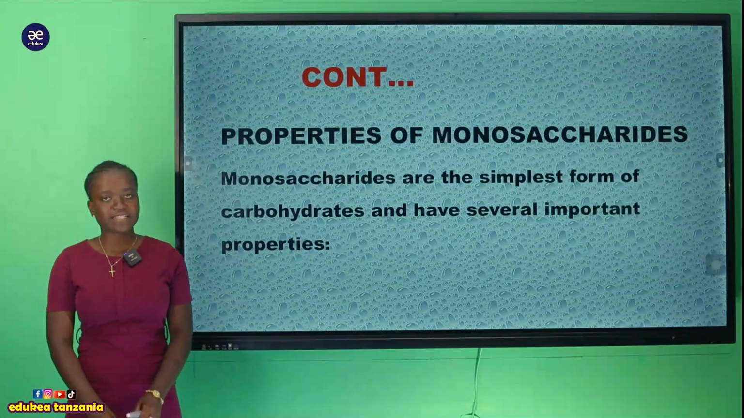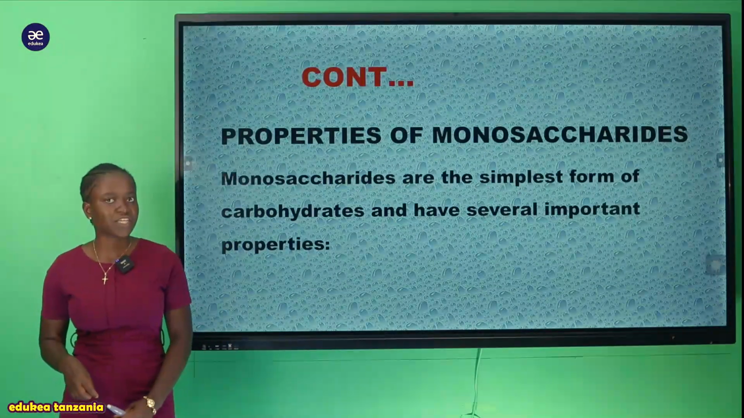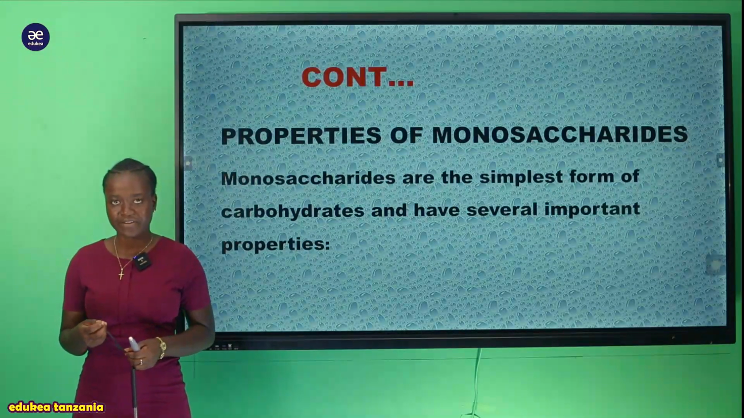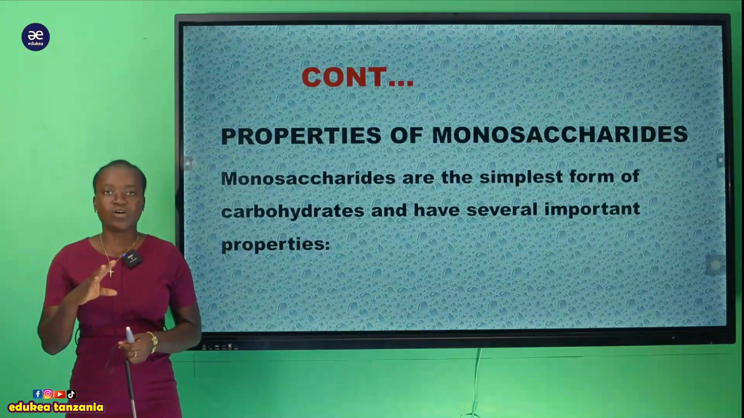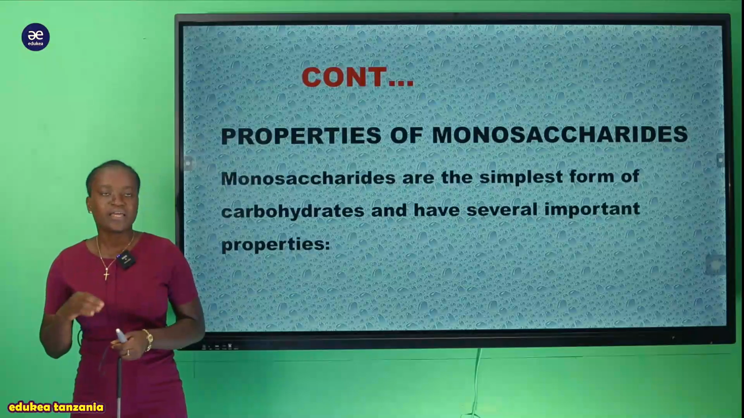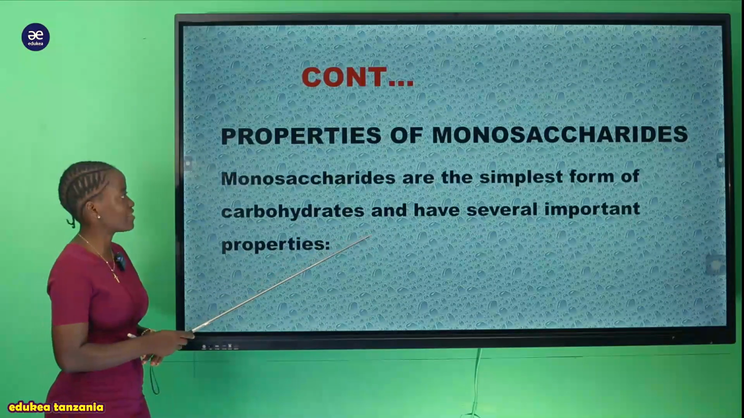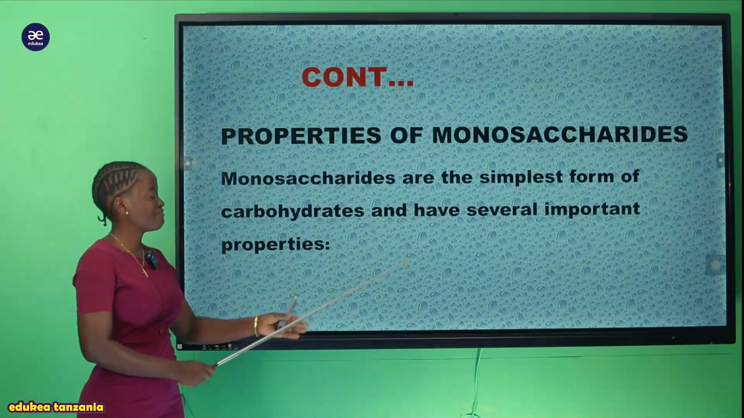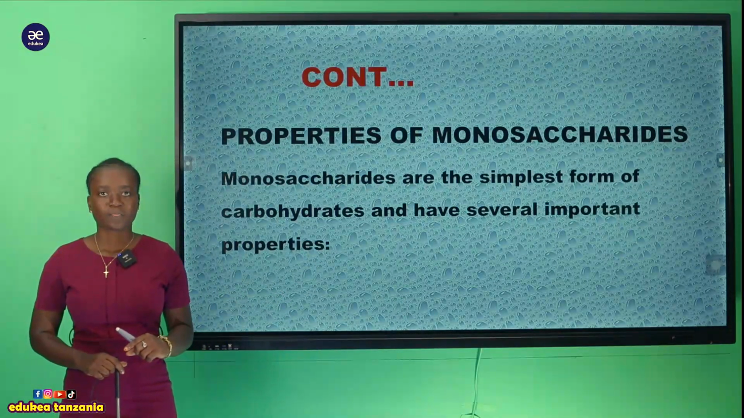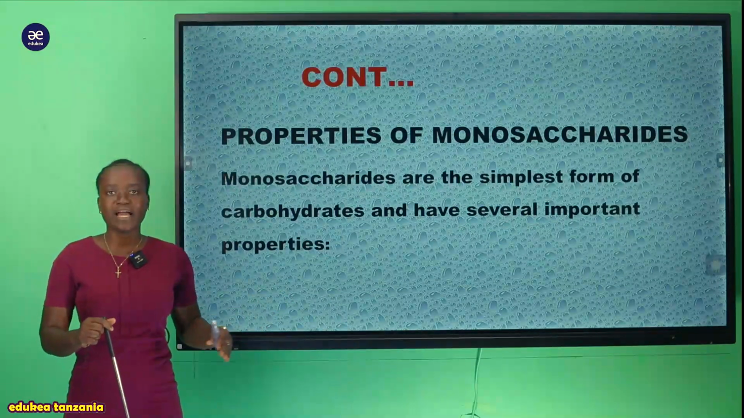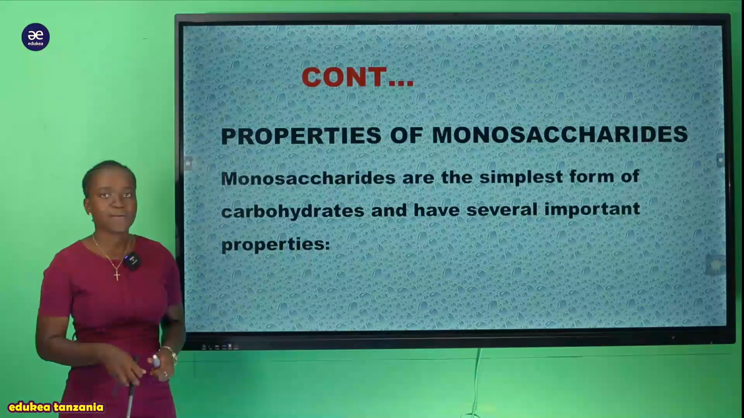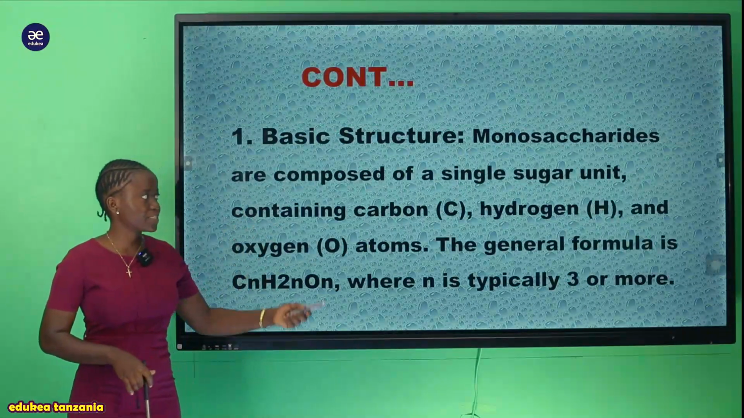Now, after we have already seen the classification of carbohydrates, let's see the properties of carbohydrates. Hii ni carbohydrate or this monosaccharide zinakuwa na properties zipi, zinakuwa na features zipi. Here we can simply say that monosaccharides are the simplest form of carbohydrate, and they have several important properties. By being the simplest form of carbohydrate, we have a lot of properties, and these are the properties of carbohydrate.